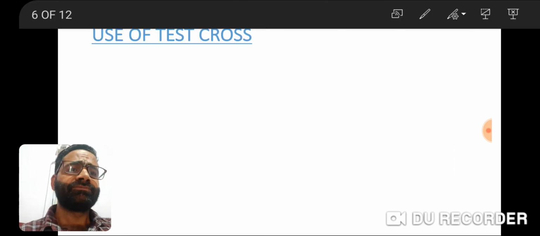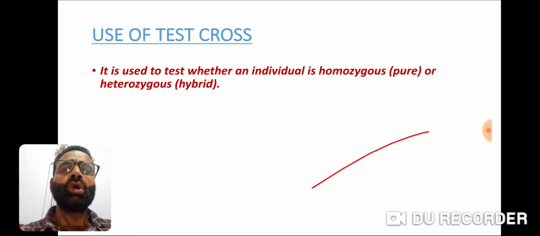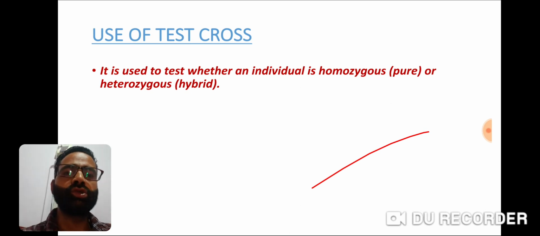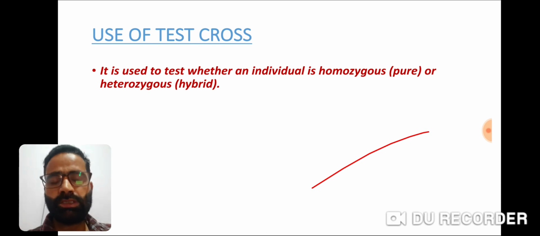So we can say this test cross is used to test whether the individual is homozygous pure or heterozygous hybrid. Or we can say, in other words, that this test cross is used to determine or to know the genotype of an individual whose genotype is not known. So this is all about the test cross.